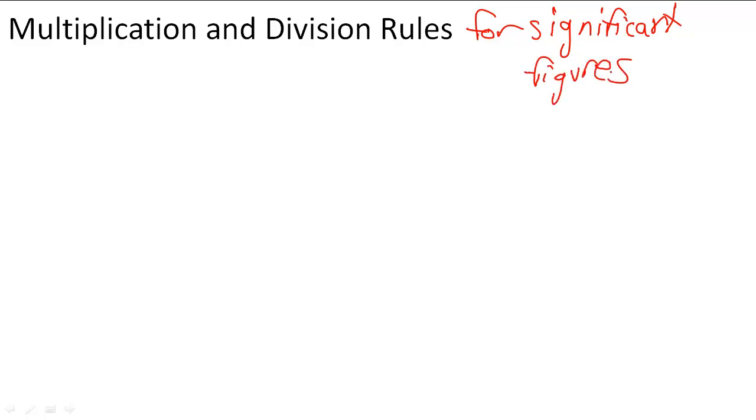Multiplication and division rules for significant figures. So, multiplication and division rules for significant figures differ from addition and subtraction rules.